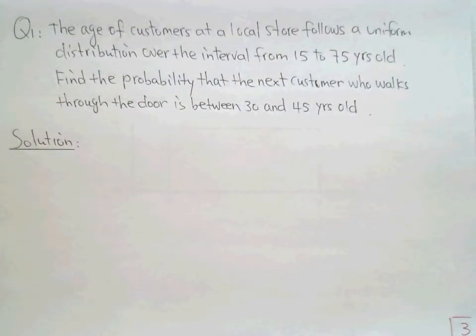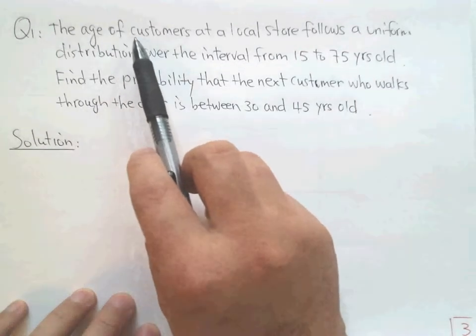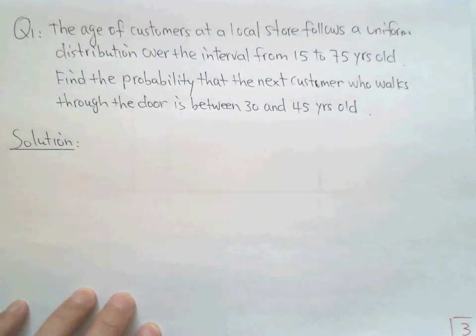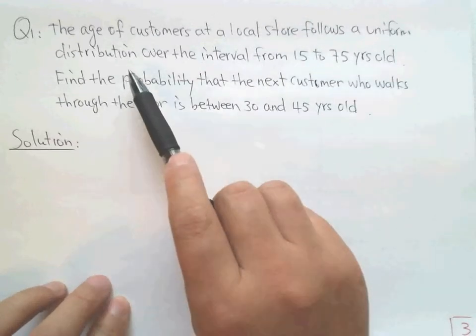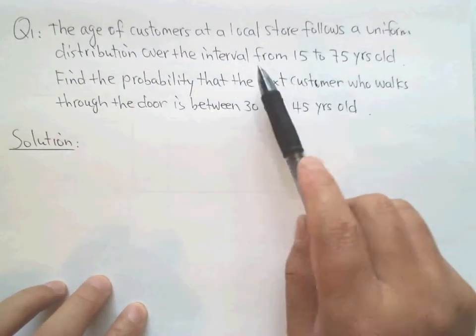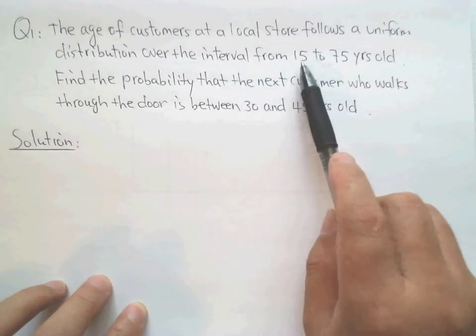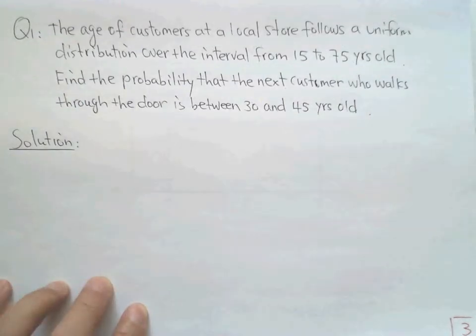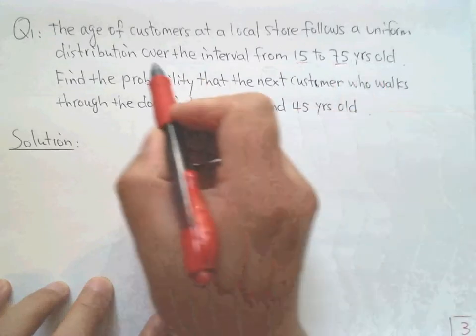Now I have a lot of examples to show you. Be patient. I have 6 examples. The first example. Can we look at this? These are real questions. The age of customers at a local store follows a uniform distribution. The age follows a uniform distribution from A to B. Remember, here the interval is from 15 to 75. This is A, this is B. Keep in mind that you need to use these numbers.